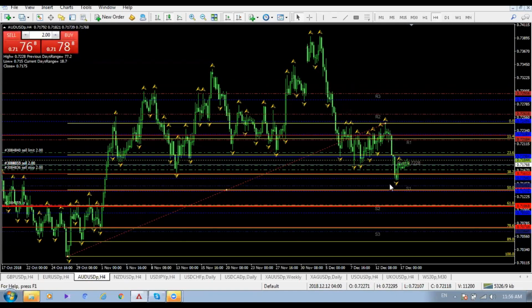When I place it here, you will understand the return better. Return to 23 here means I have strong pivots here. I announce sell limit here.